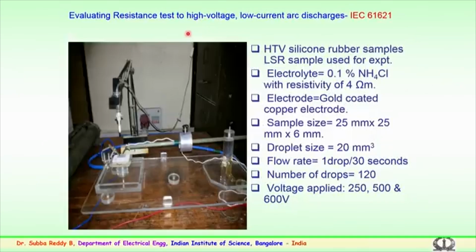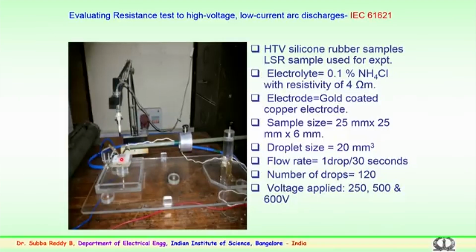The second is evaluating the resistance to high voltage low current arc discharges. This facility has also been developed to study this effect, wherein high temperature vulcanized silicon rubber samples and also liquid silicon rubber samples were experimented on in the laboratory. As per the standard procedure, an electrolyte of 0.1% sodium chloride with a specified resistivity of 4 ohm meter has been used. Gold coated copper electrodes were used, and the sample size was typically 25 mm by 25 mm with a thickness of 6 mm. We have a dropper here, with a droplet size of 20 mm square as per the standard, and a flow rate of 1 drop per 30 seconds.